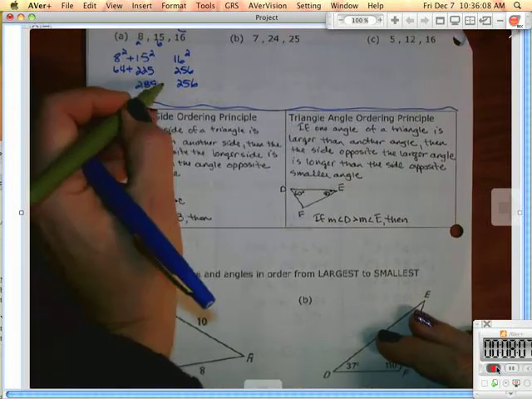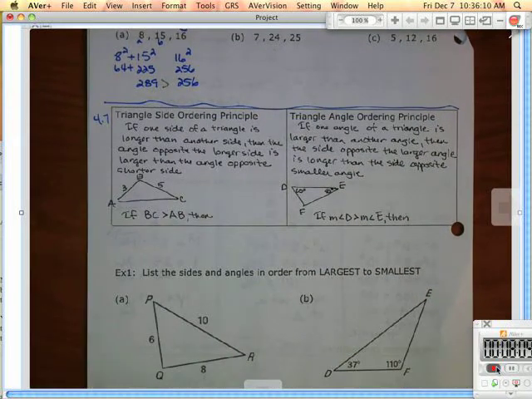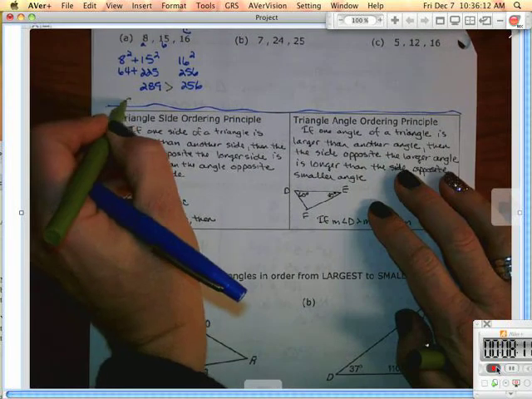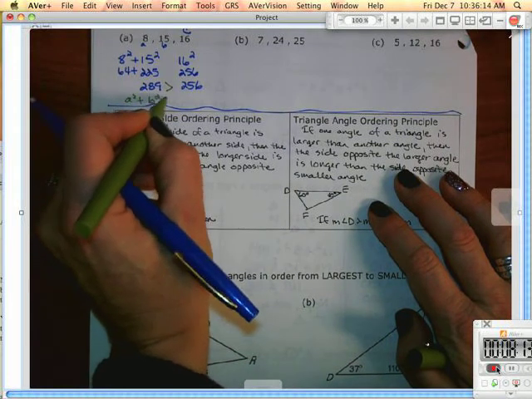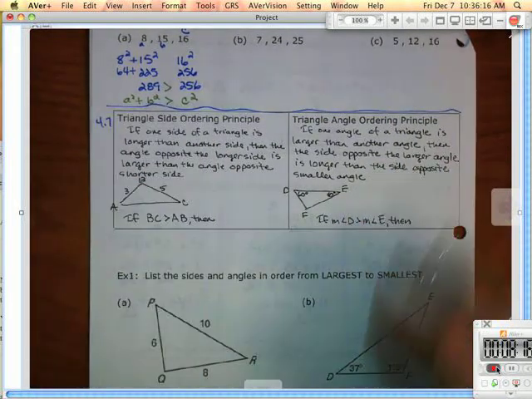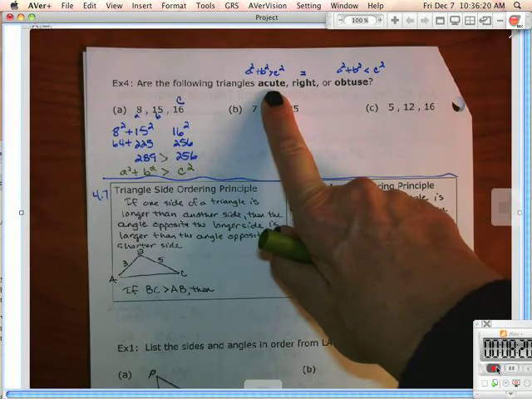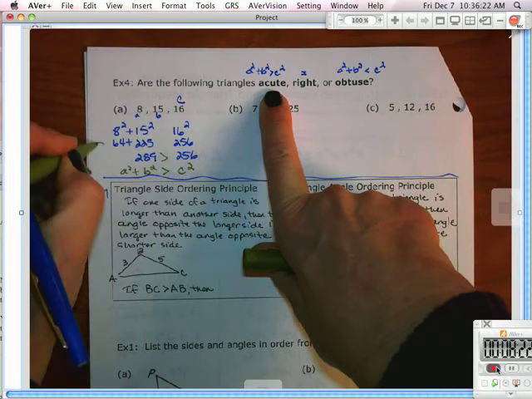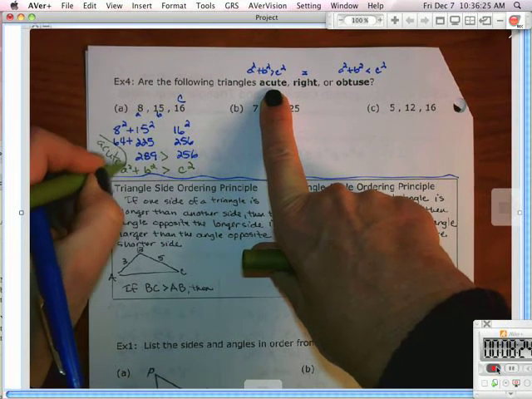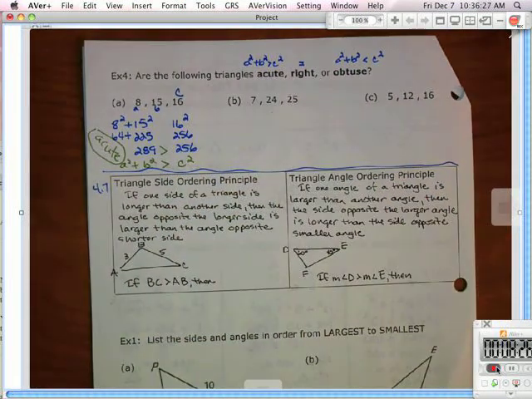This is bigger. So since a squared plus b squared is bigger than c squared, it's what? It's acute. Okay? Isn't that nifty? Nifty little trick.